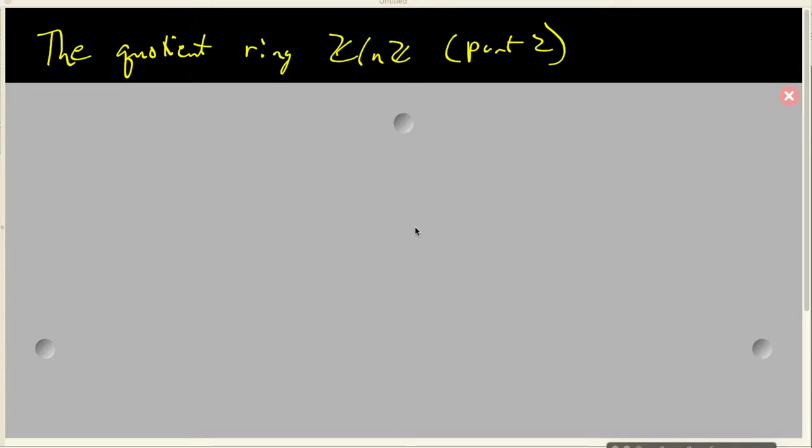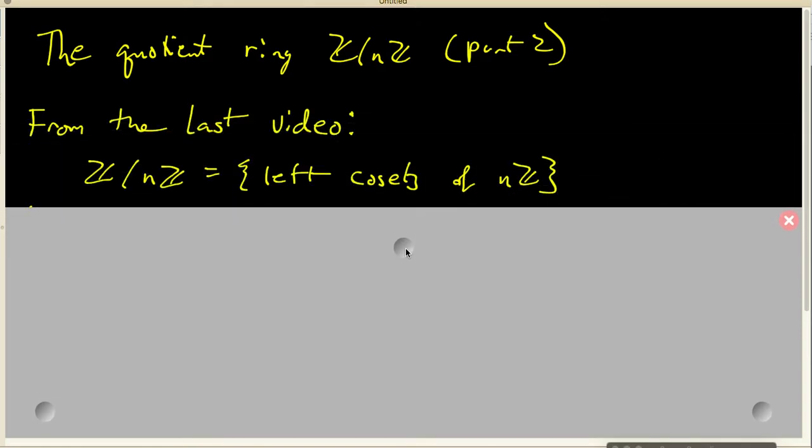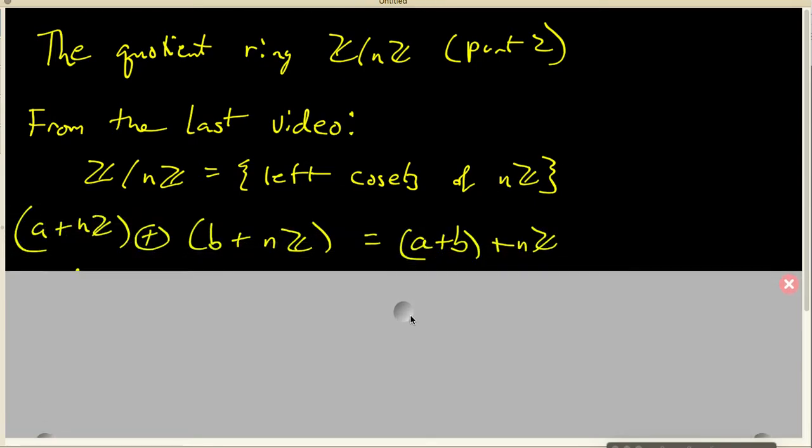In this video, we're going to continue looking at the quotient ring Z mod nZ. From the last video, what we know is that this set Z mod nZ is nothing more than the left cosets of the subring nZ inside the ring Z. And we defined an addition that looks like this. We defined the sum of the left coset a + nZ and the coset b + nZ to simply be a + b + nZ. In other words, to add two cosets together, we're going to add their representatives.